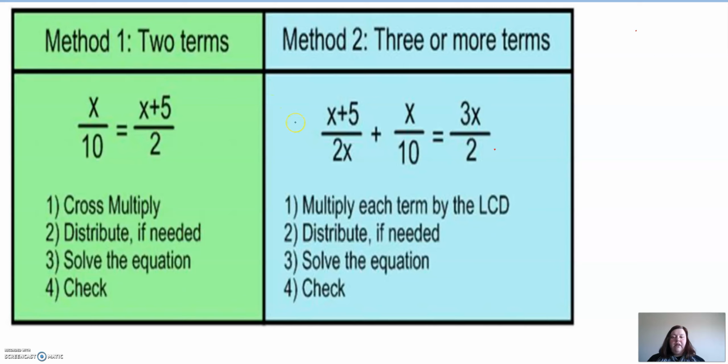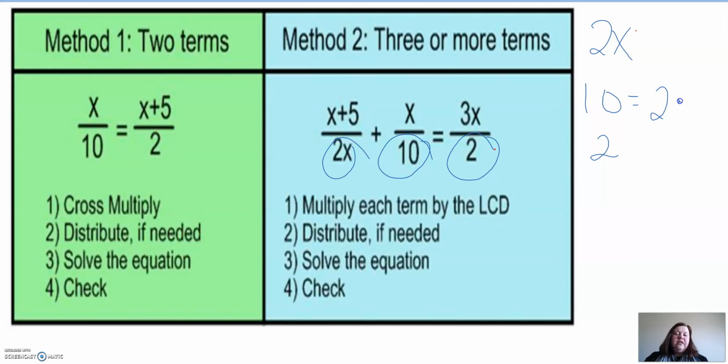Now when we look for the LCD, we're going to look at our denominators. So 2x, 10, and 2. I'm going to go ahead and just write those over here. 2x, 10, and 2. Now 10 could be rewritten as 2 times 5. I'm going to write it in terms of its prime numbers or prime factors. Now looking at this, all three of those terms have a 2. So our LCD will have a 2.